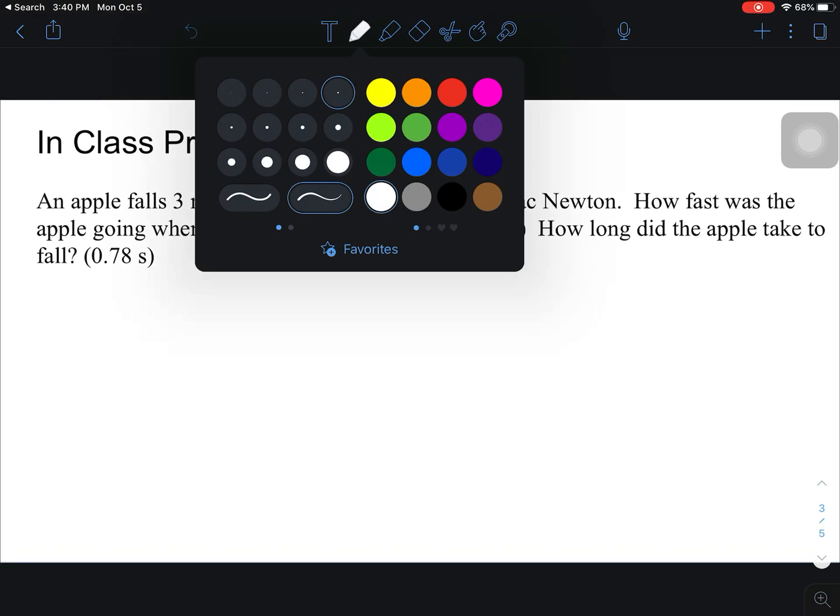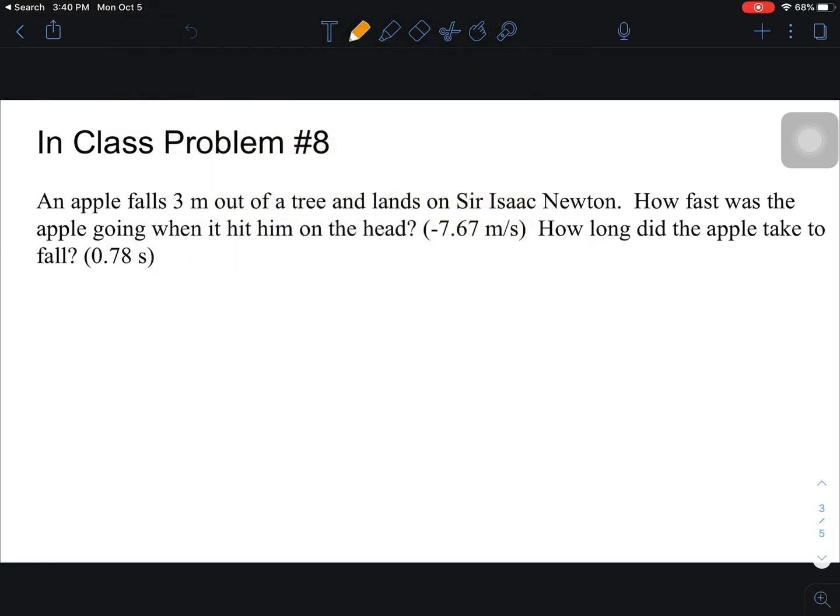So in problem number 8, an apple falls 3 meters out of a tree and it lands on Sir Isaac Newton. How fast was the apple going when it hit him in the head? And the idea, again, is we only look at part 1 of the question. We don't look at part 2 yet.